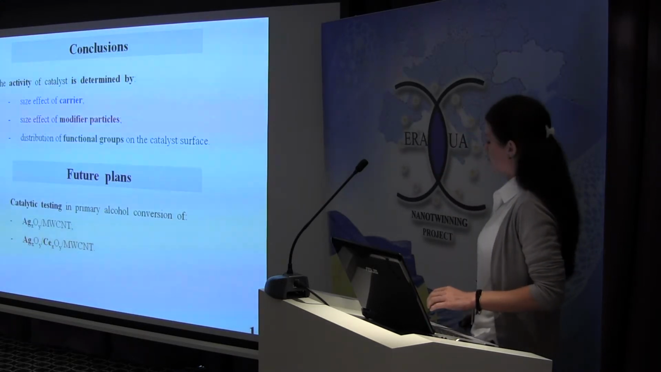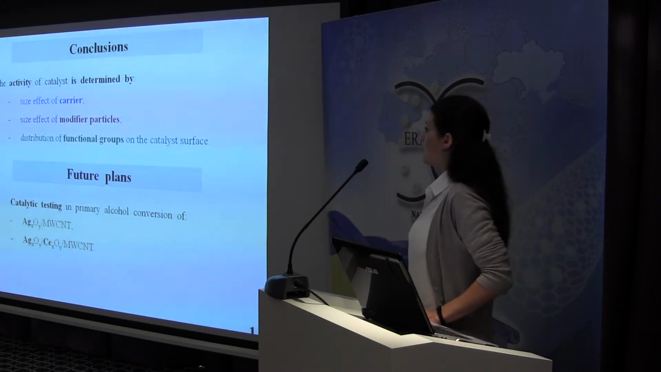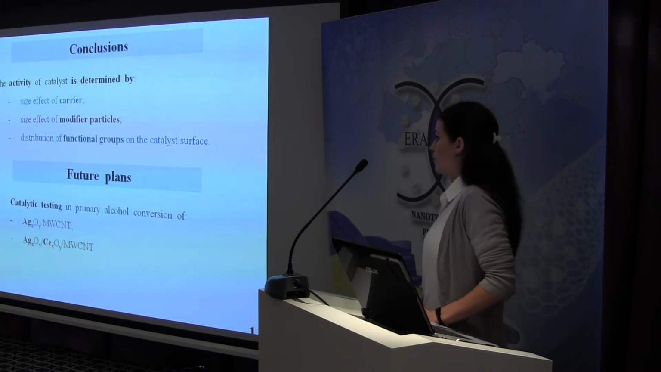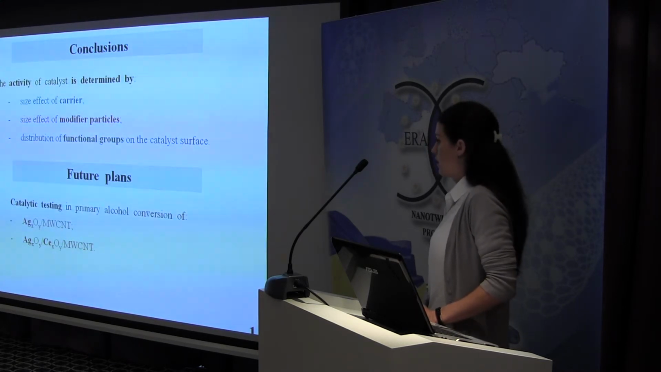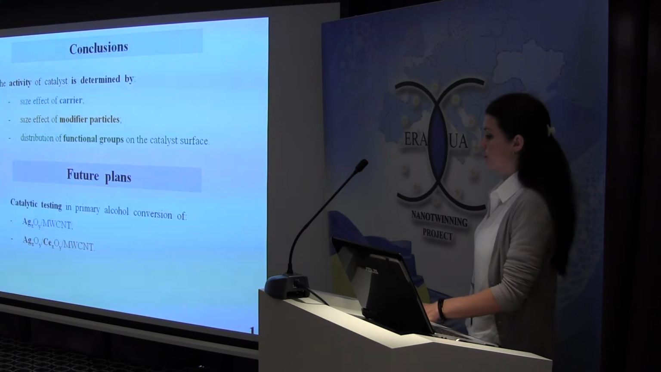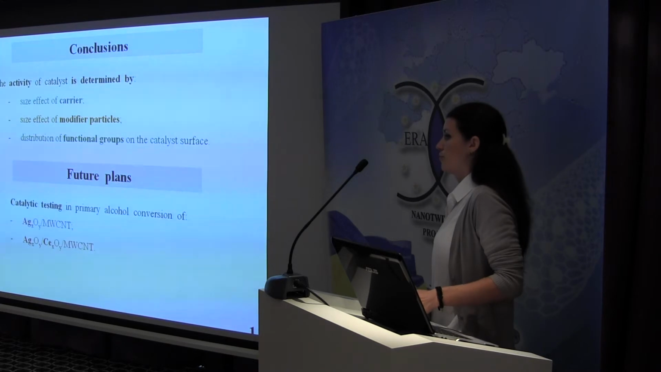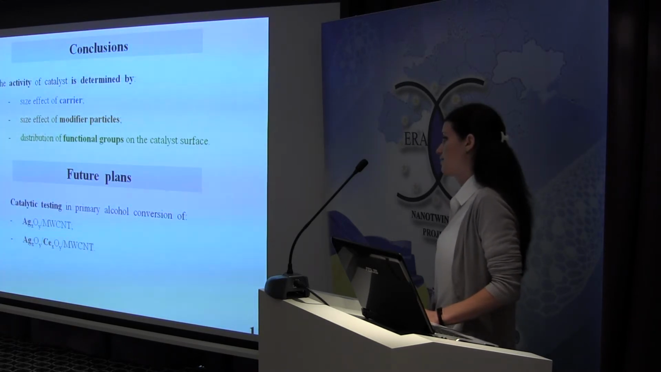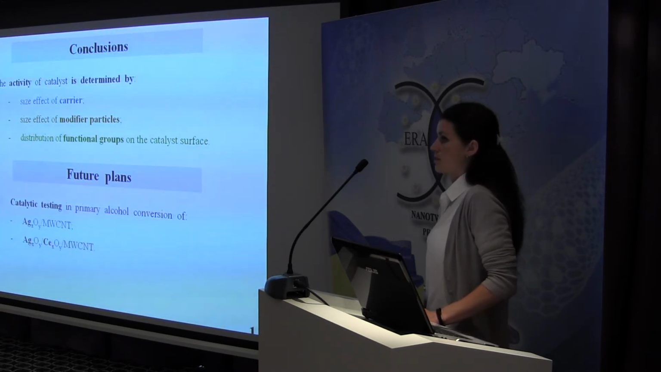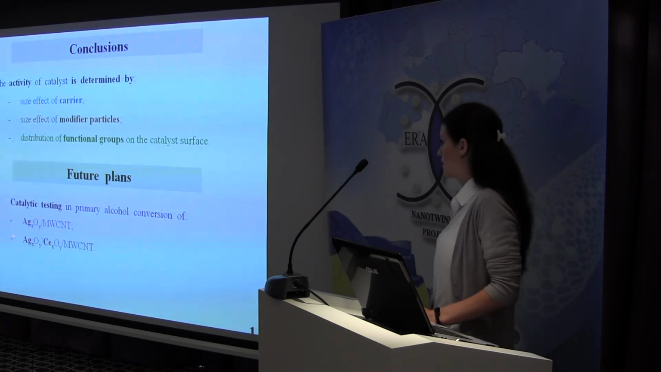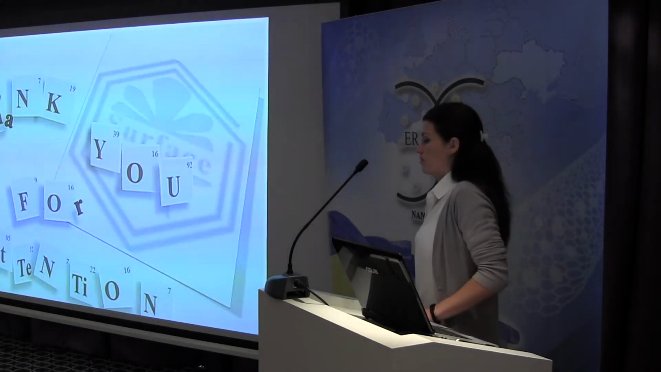Thus, the activity of the catalyst is determined by the size effect of carrier and modifier particles and by the distribution of functional groups on the catalyst surface. For establishment of the working mechanism of primary alcohol conversion and proof of the synergy effect, we plan the same tests with other systems. It will be multi-wall carbon nanotubes modified with silver compounds and silver and cerium compounds together. That's all. Thank you for your attention.